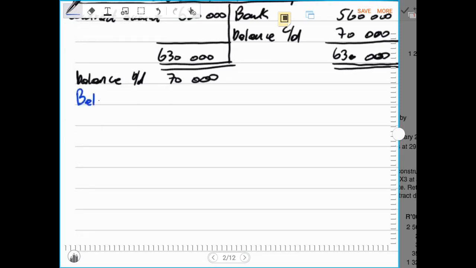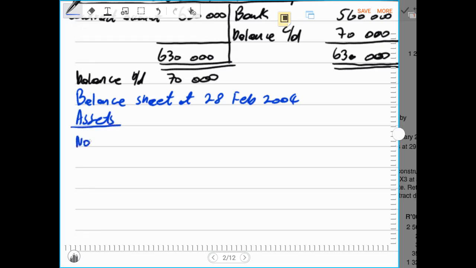Balance sheet as at 28th of February in the year 2004. And we record the assets, and we only have assets. Under assets we have non-current assets. Under non-current assets we have property, plant and equipment.